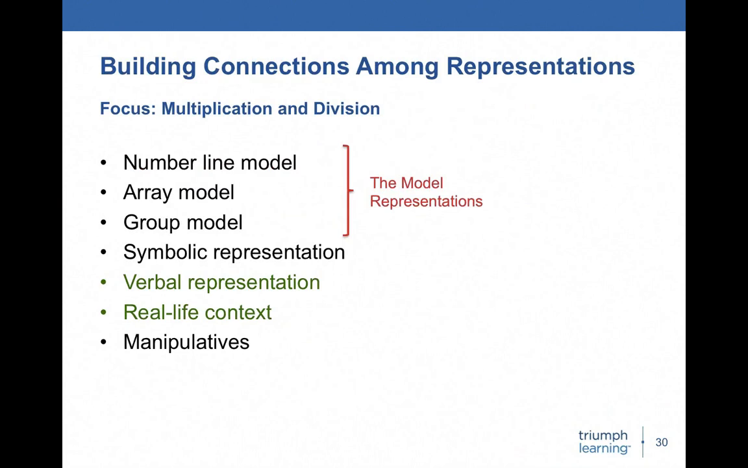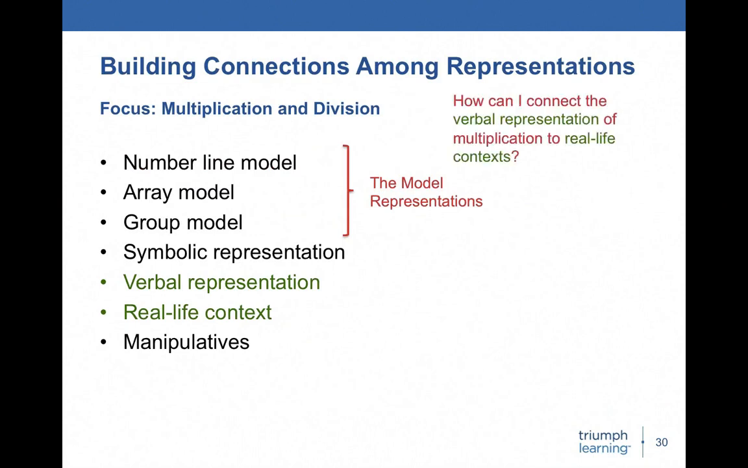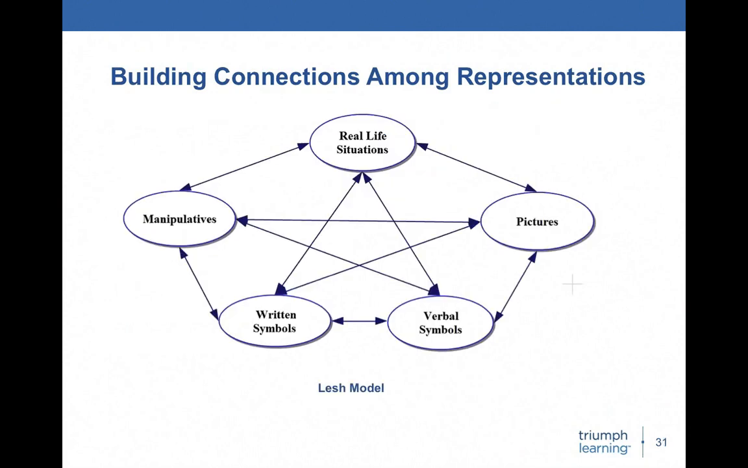Okay, now going back again to multiplication and division, the sorts of things that we're trying to make connections among include 3 different kinds of models: the number line model, an array model, and a group model, and then the 4 other representations that we looked at from that Lesh model. So we've got the 3 different model representations. Okay, how can I build this connection? Let's go back to the Lesh model and look at how to do this for just a minute.